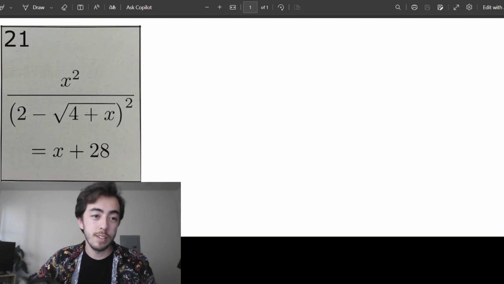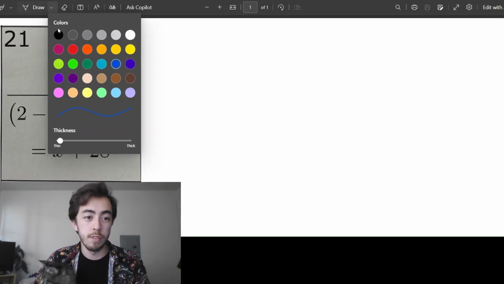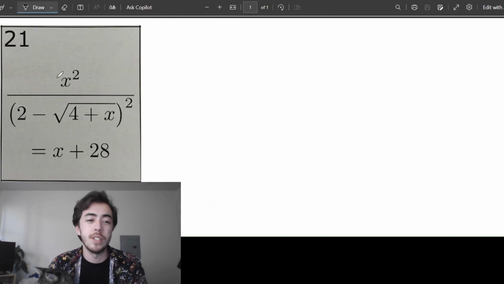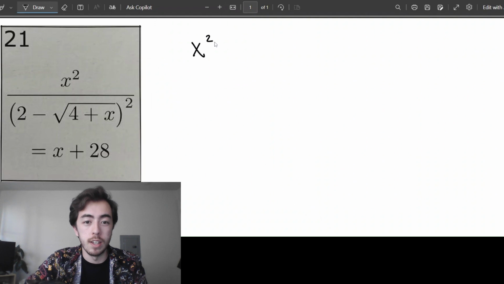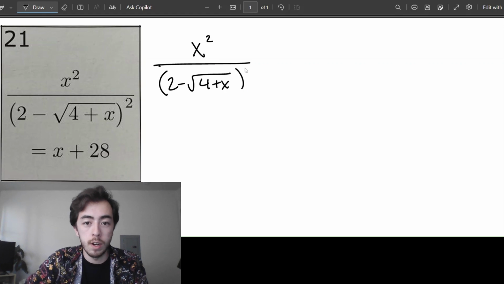All right, looks like just an equation where we're solving for x. Although the equation itself seems kind of hard. Like we have a fraction on the left-hand side, x squared over 2 minus root 4 plus x, all of that squared, and that's going to be equal to x plus 28.